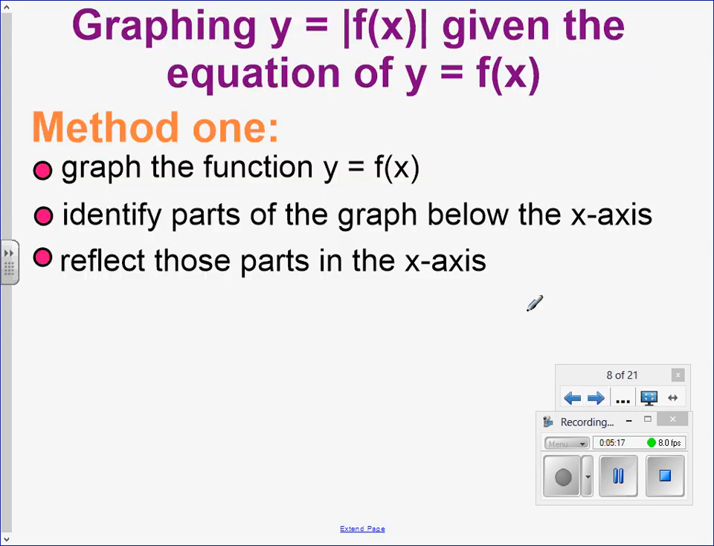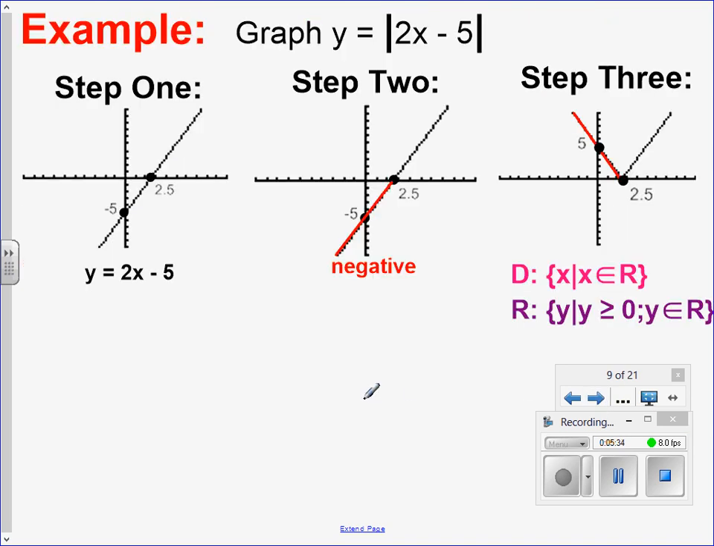So another way to come up with the graph of |f(x)| using an equation of f(x) is just to do what we just did. So this first step here is what we have to do. Graph the function f(x), and then it's the same as the questions before. So let's look at an example like that. So I wanted to graph the absolute value of 2x minus 5.